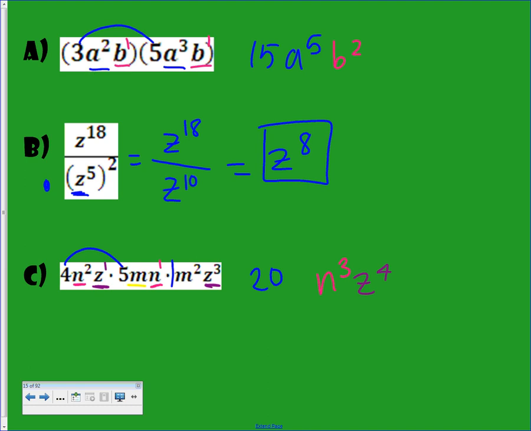Now I find my m's. So I've got 1 m here, 2 m's there. So that gives me m to the 3rd. So my final answer is 20 m to the 3rd, n to the 3rd, z to the 4th. Okay, so just look at what has the same base and put those together.